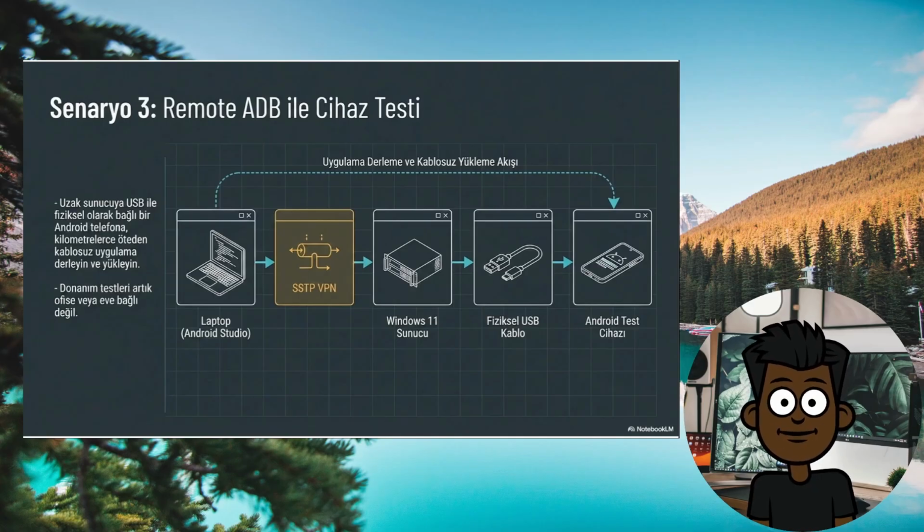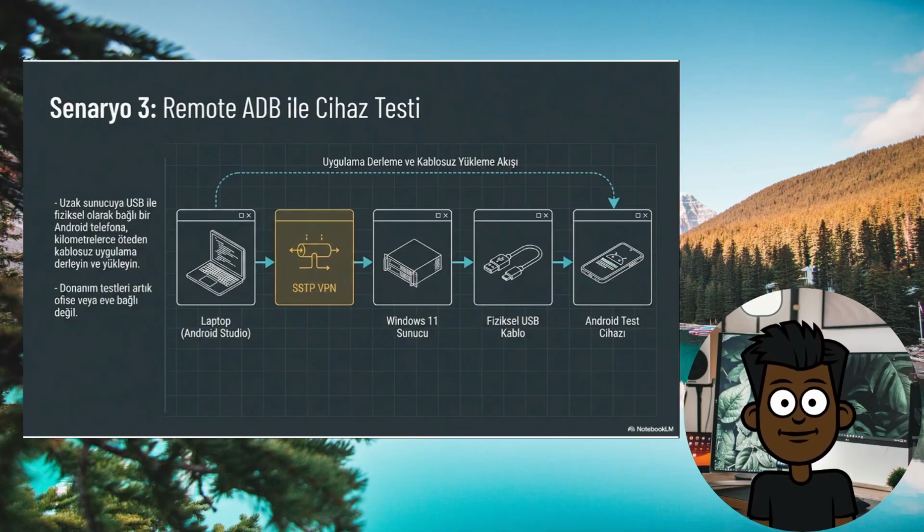We enabled the SSH server on our Windows 11 server. Our VLAN is active and isolated. We completed our SSTP VPN setup. We will connect to the isolated VLAN network by connecting to the SSTP VPN network from the laptop and then access our Windows device. We will run our Android codes here.